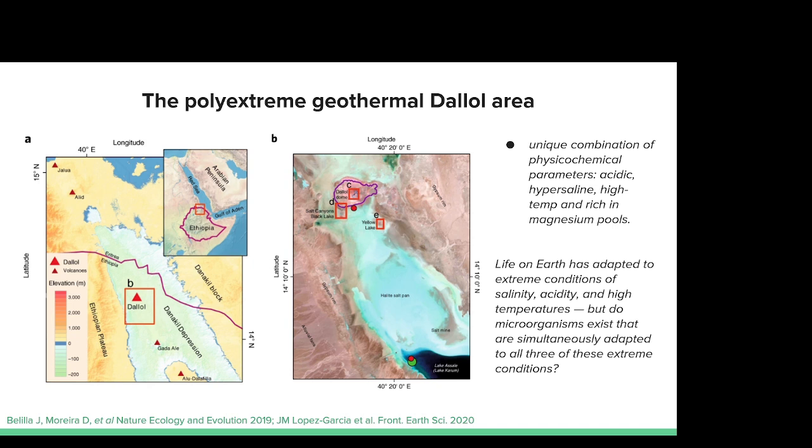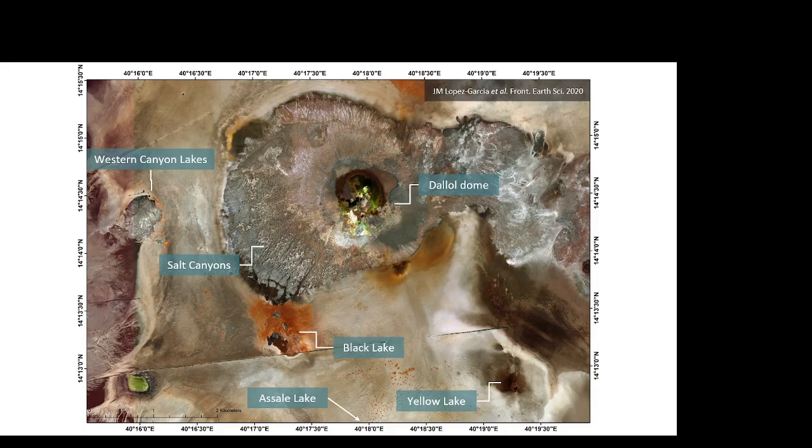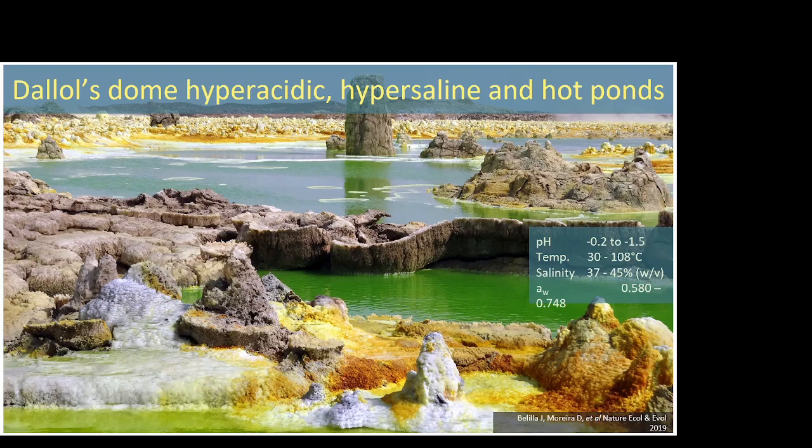So yes, life on Earth has adapted to all of these parameters, but do we see microorganisms that have adapted simultaneously to these conditions? So in 3 expeditions in 2016, 17, and 19, the team went to sample these different sites in the Danakil area, and I'm just going to talk you very quickly through the sites.